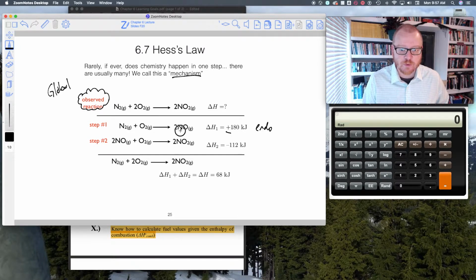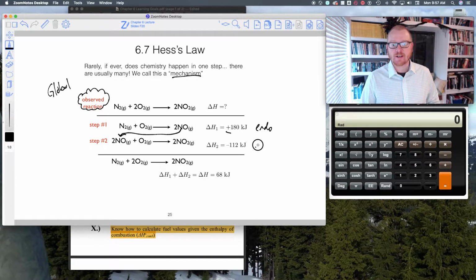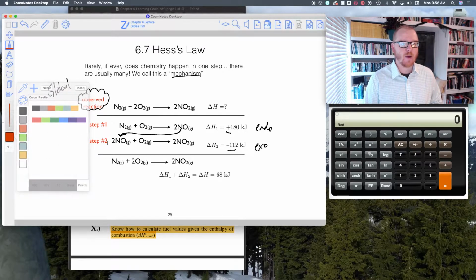So now in the second step, check this out. The product from this first reaction now becomes a reactant in the second step. And it reacts with another oxygen to make two more nitrogen dioxides. And this is an exothermic step. Okay? And so what's important to note, when I add step one and step two, check out what happens.